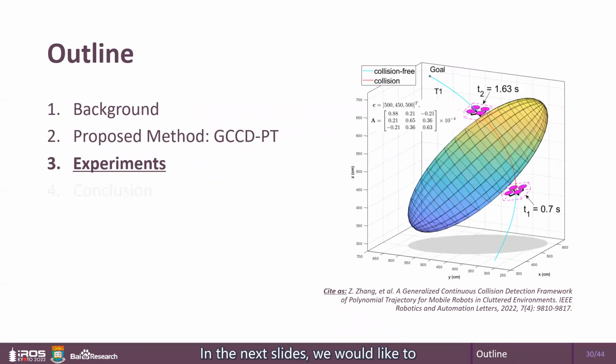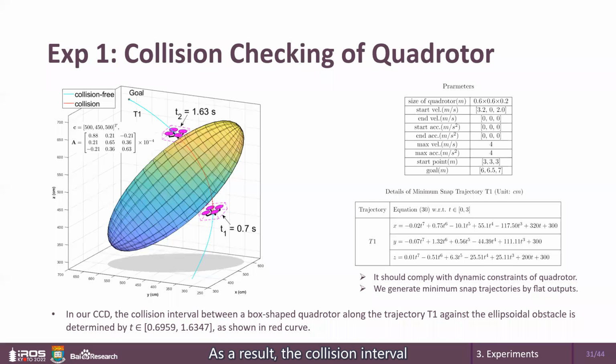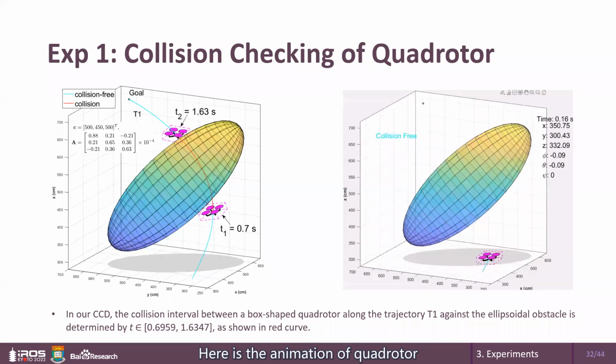In the next slides, we would like to demonstrate some experiment results. In the first experiment, we test the CCD for the quadrotor. As a result, the collision interval between a box-shaped quadrotor along the trajectory T1 against the ellipsoidal obstacle is exactly determined from 0.6959 to 1.6347 as shown in the red curve. Here is the animation of the quadrotor flying along the given trajectory.